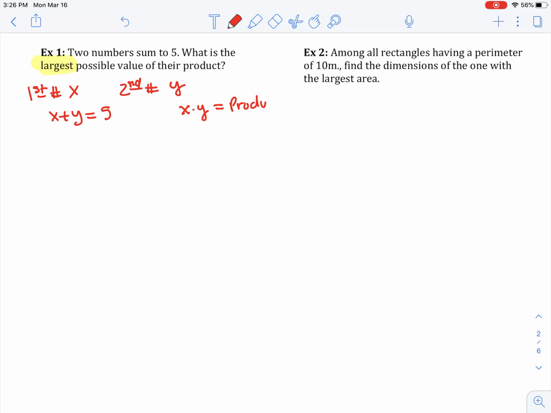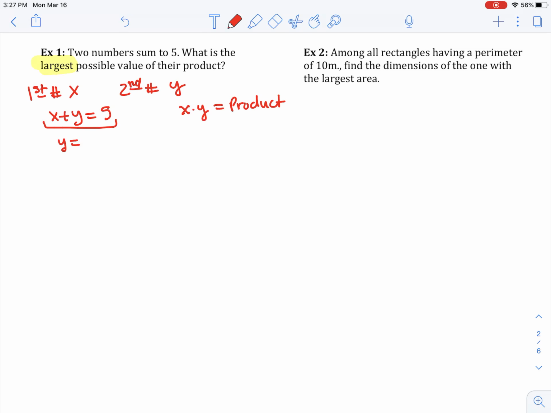So if I multiply those two numbers in order to get my product, well, we don't want to be working with two different variables. We want to be working with one variable. So this is our constraint that our two numbers have to add up to 5. So I can use that constraint to solve for one variable in terms of the other.